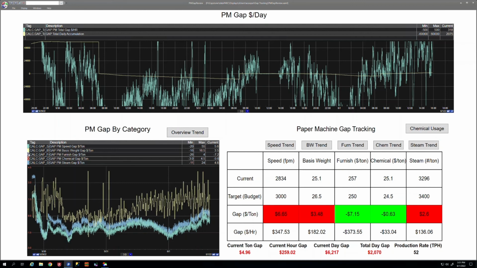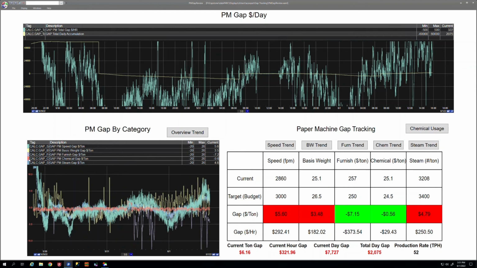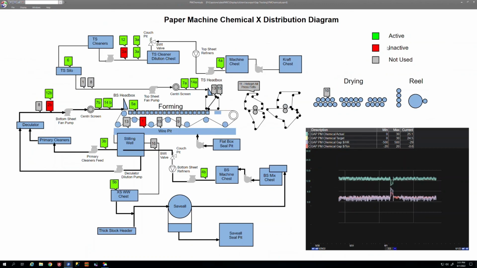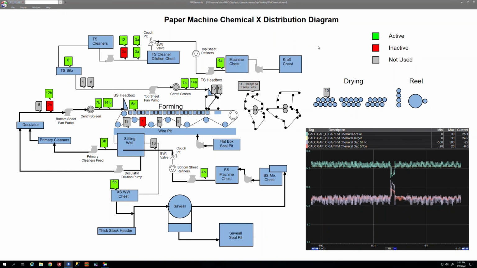So getting back to what we talked about originally with potential chemical issues, if we go ahead and isolate the chemical tag here, we'll notice that there was a blip in the chemical pricing a few days ago, or the gapping a few days ago, that started around 6 a.m. or so. So we have a graphic specifically for chemical usage that we can launch. This graphic will show us the various addition points across the process. In this case, green means that we're actively adding chemical there. Red means we're inactive. And then a gray spot is potentially an addition point, but one that we're not using currently.